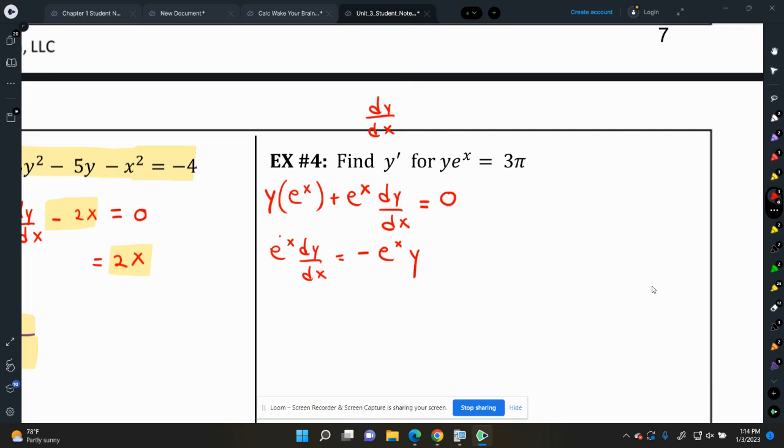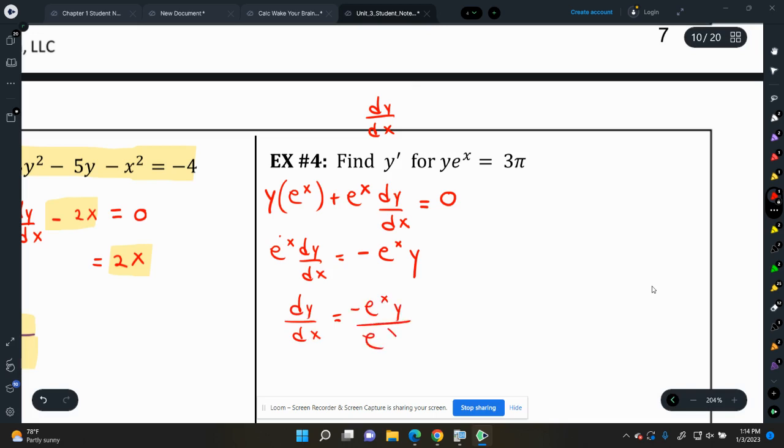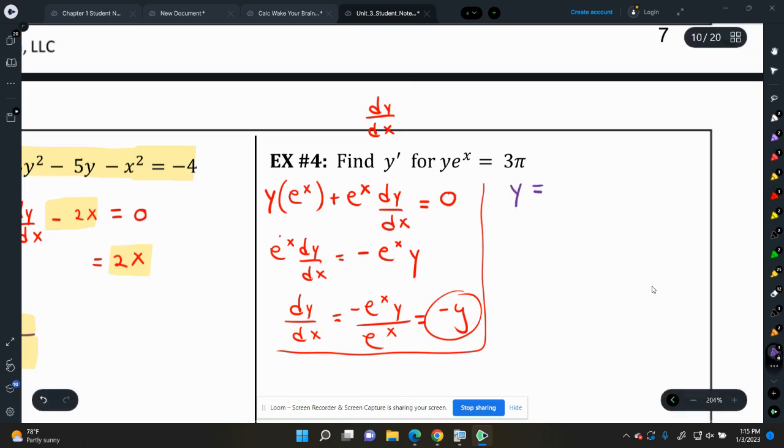So I'm going to divide by e to the x. So dy dx equals negative e to the x times y over e to the x, which gives me negative y. That's my y prime. Okay, I'm going to try it the other way. I'm going to isolate the y. Y equals 3 pi over e to the x.